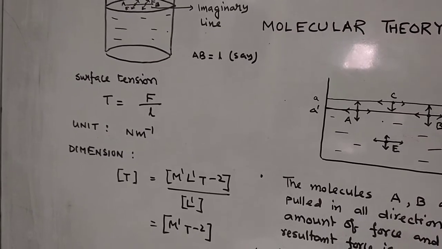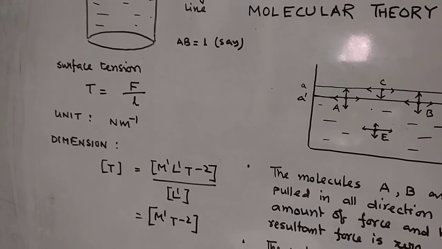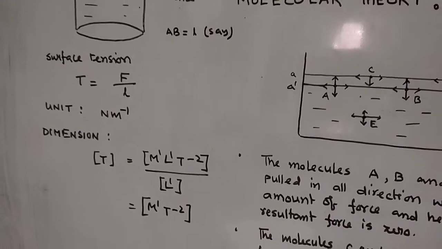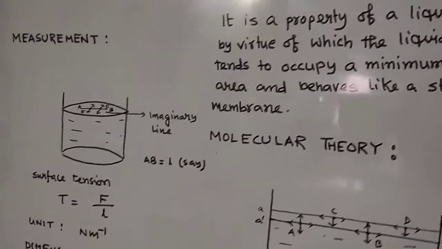So T equal to M1 L1 T minus 2 divided by L1. So L1 and L1 cancel off, giving M1 T minus 2. So this is all about it.